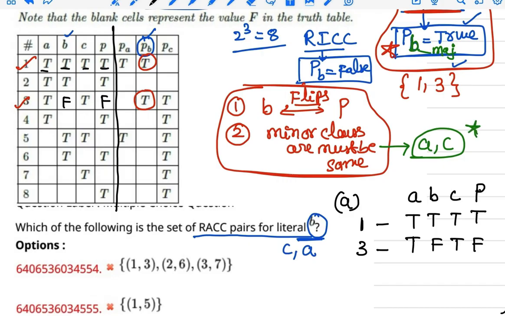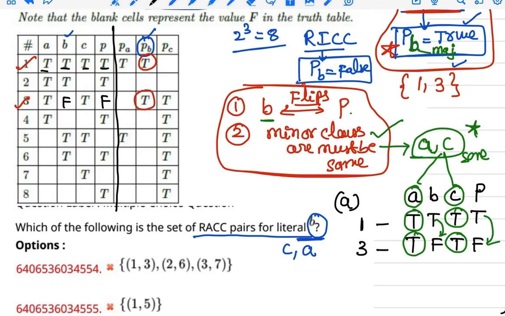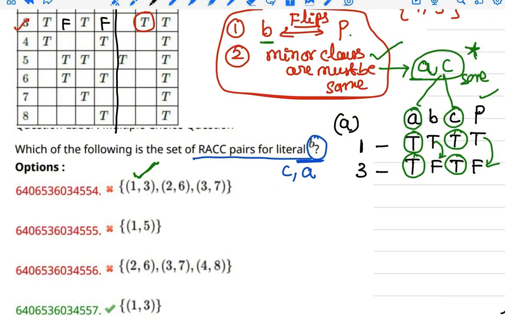This is important. In most questions they ask this way, so if you forget this point, you will answer wrong. Here A is a minor clause and C is a minor clause. These must be the same. In 1, A is true and C is true. In 3, A is true and C is true. Both are the same values, so this condition is satisfied. And if B changes from true to false, P also changes from true to false, so this condition is correct. This pair is a correct RACC pair. Flips means changes its value.